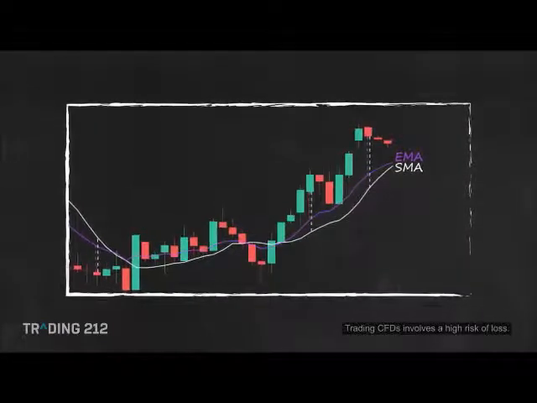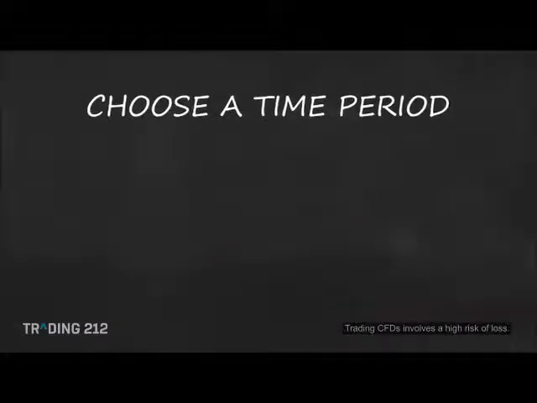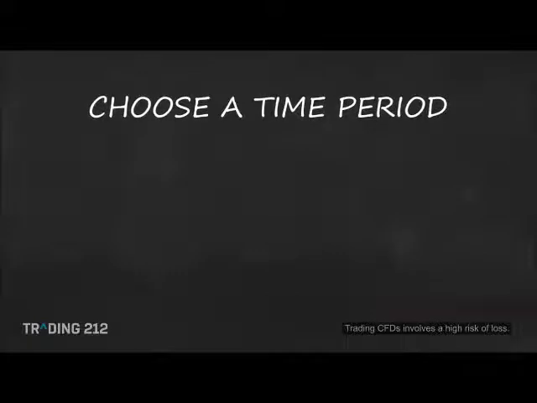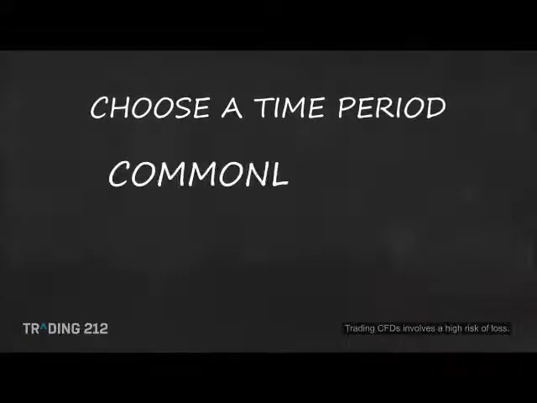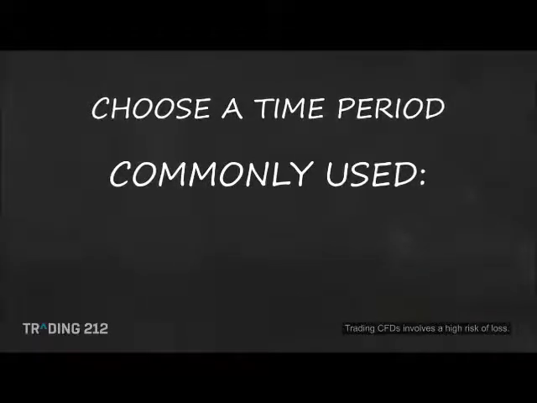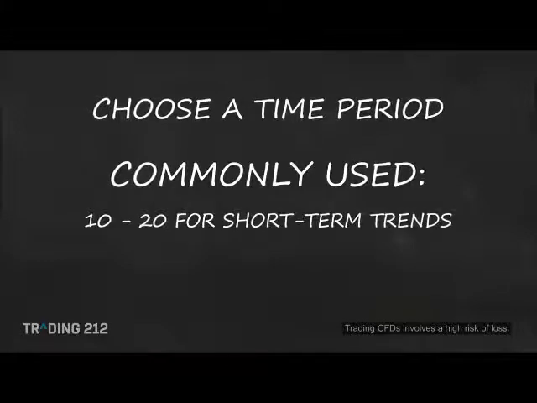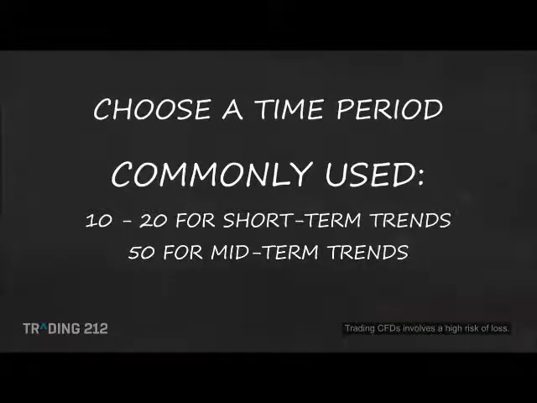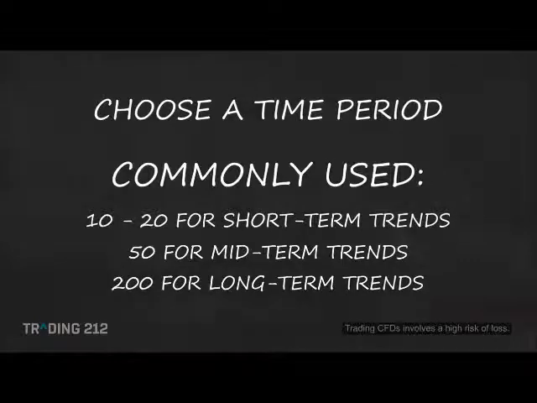Apart from the type of moving average, you also have to decide on the time period. This will largely depend on the type of trend you are analysing. Here are some guidelines for commonly used time periods: 10 to 20 for short-term trends, 50 for mid-term, and 200 for long-term trends are typically used.